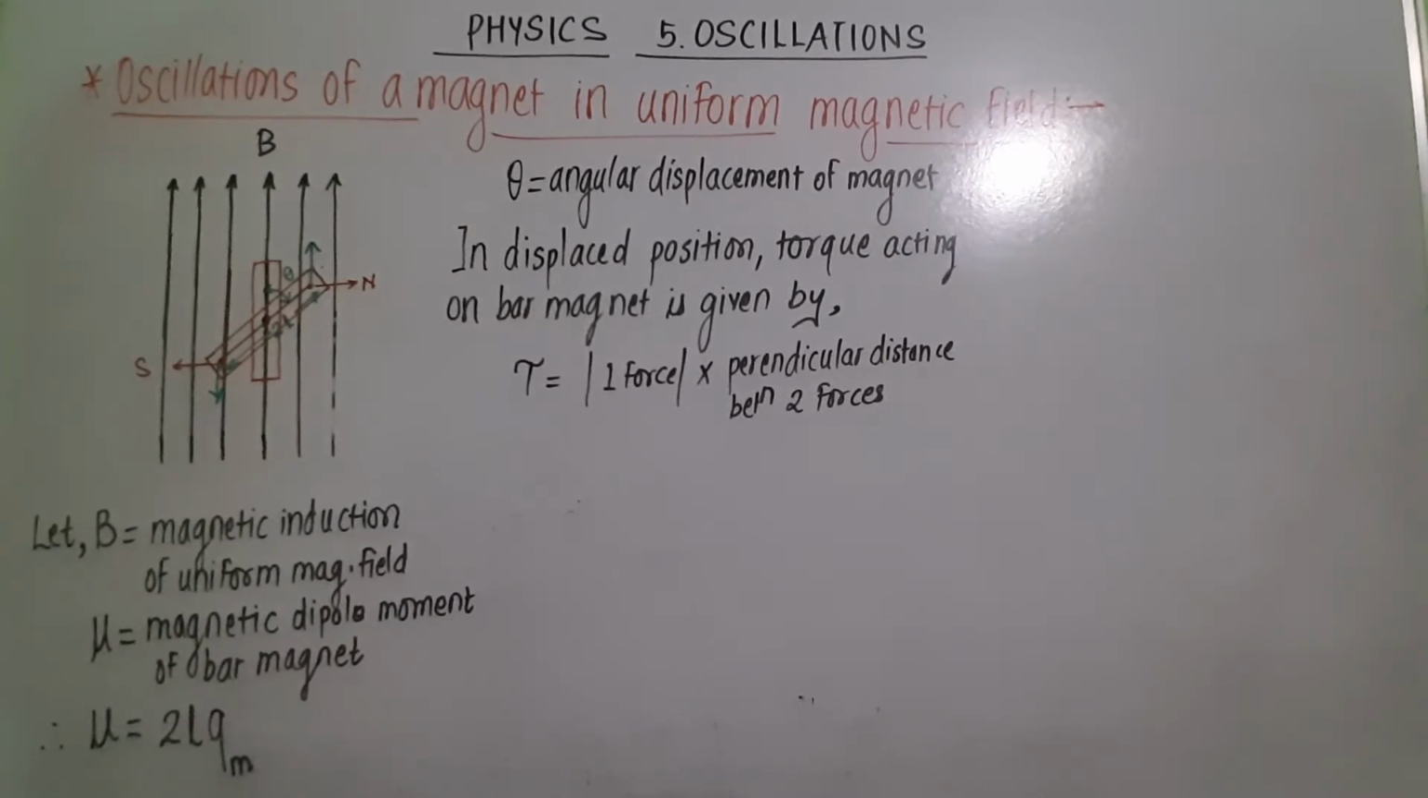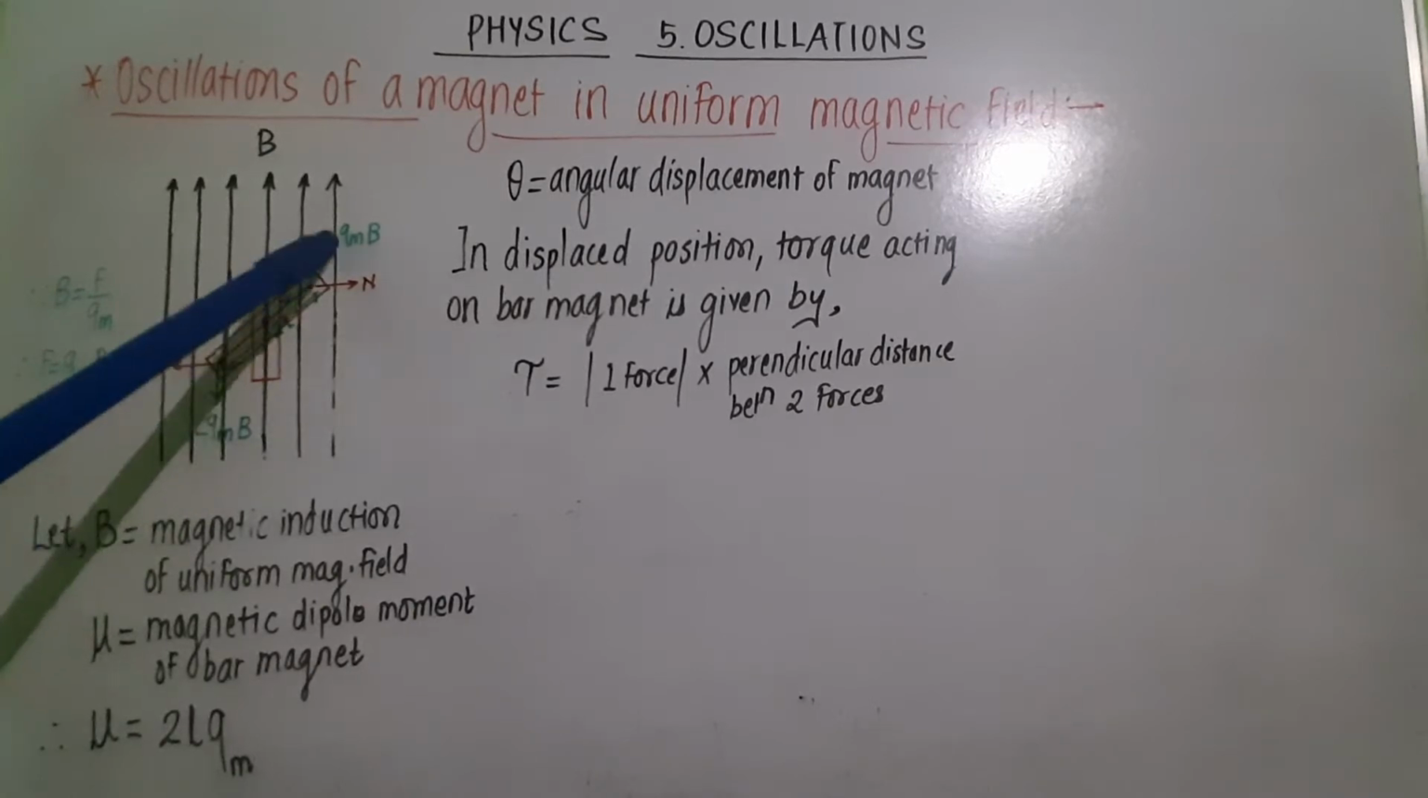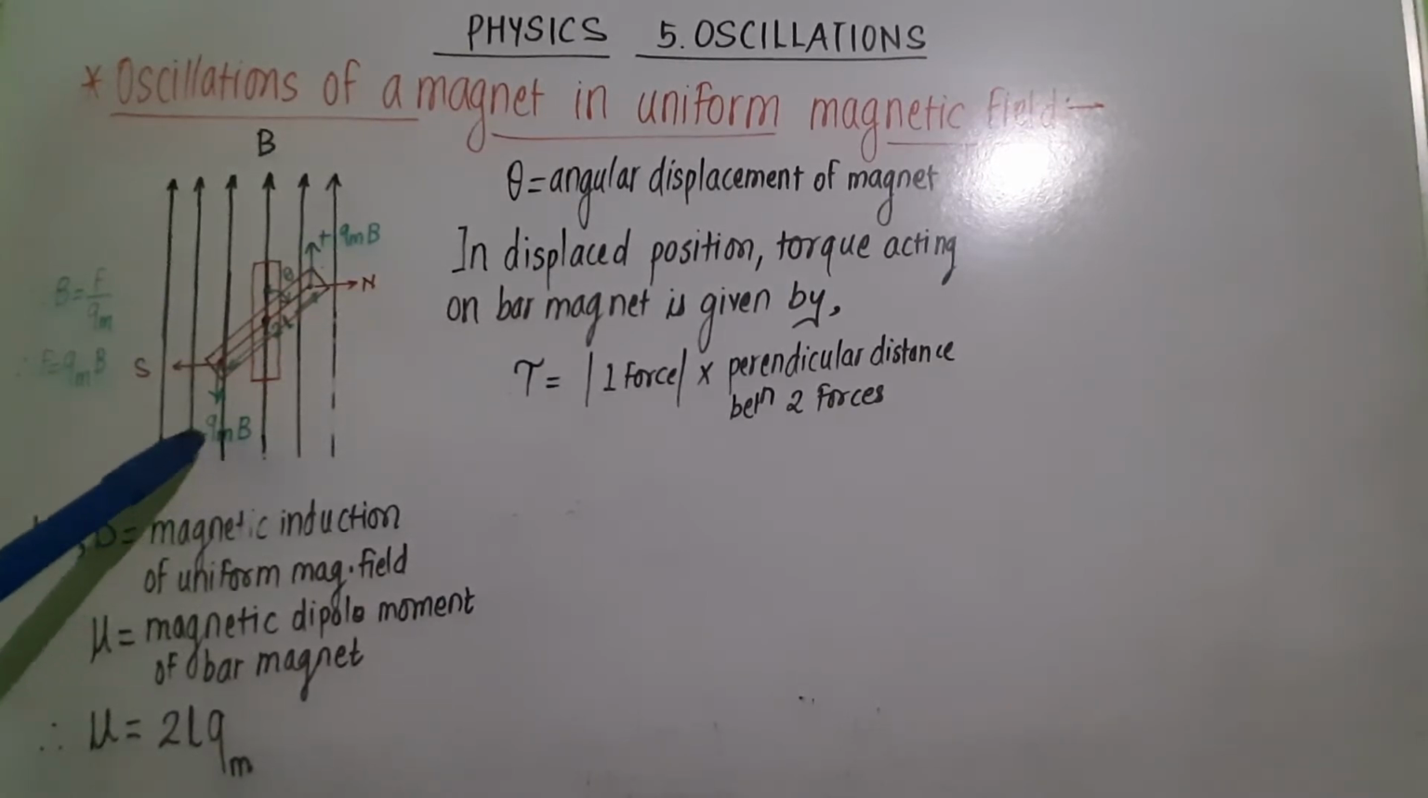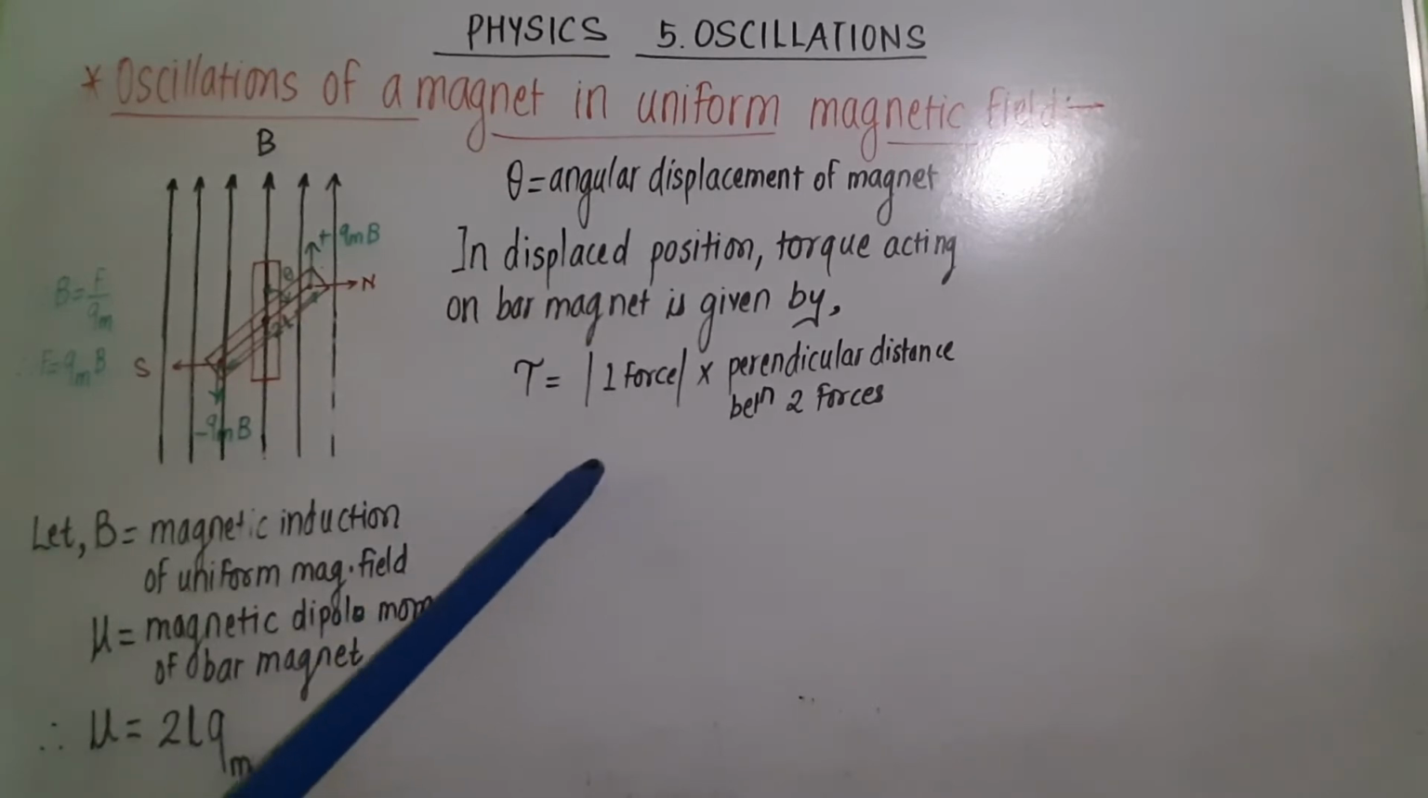And any one force acting on the bar magnet is given by F is equal to QmB. ये फॉर्मूला हम लोग को मिलता है by definition of magnetic induction से, कि magnetic induction is equal to force per unit pole strength. Pole strength here is denoted by Qm and magnetic induction is denoted by B. So the magnitude of force will be the same at both places but the direction will be opposite. So we can use that force here.